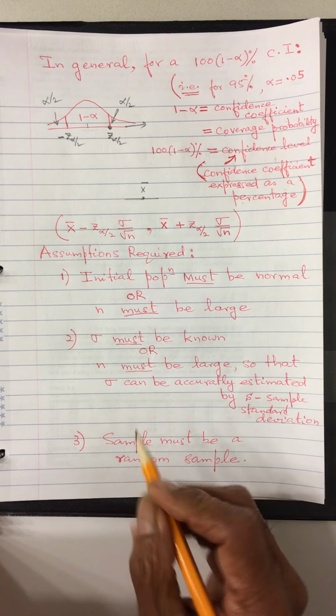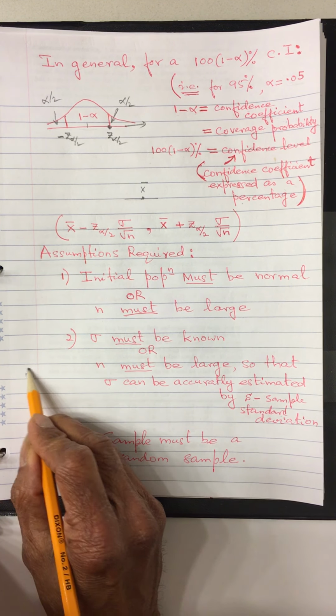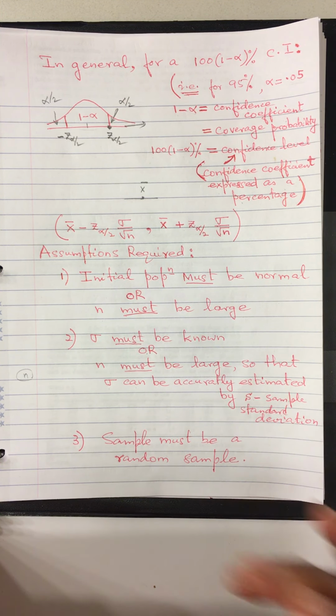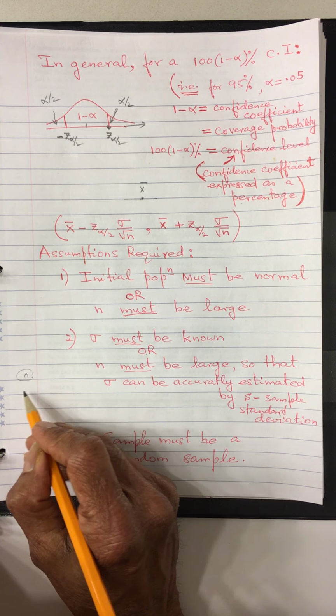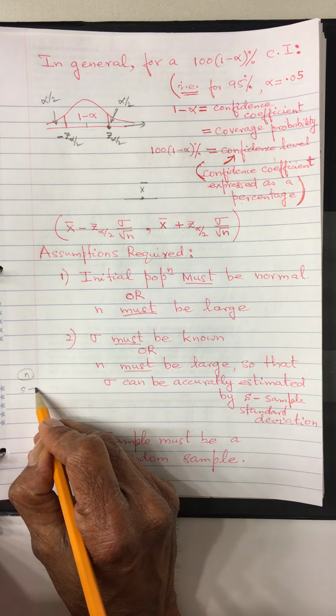What happens is that if n is getting bigger and bigger, you'll see that later. In general, once you have a very big sample, S is quite a good estimate for sigma. Okay, so in other words, I'm going to put it this way: either sigma must be known or n must be large, so that if sigma is unknown, you can replace that sigma by S.